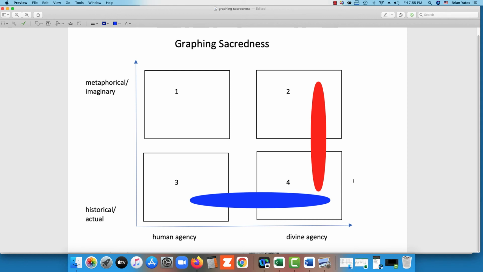When we compare these two sacred places, we see something interesting. Both have a level of fluidity to them, but they are fluid in different ways. The sky is fluid along the horizontal axis. It has nuance in terms of who created it. Heaven has fluidity along the vertical axis. It has nuance in terms of what kind of a place it is.